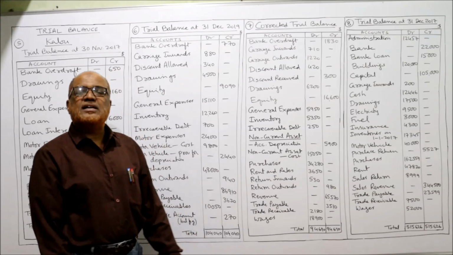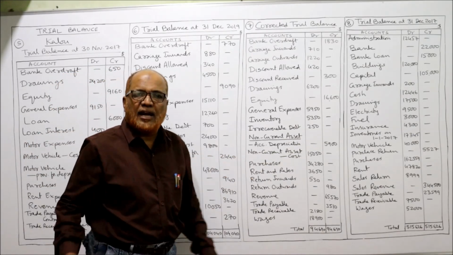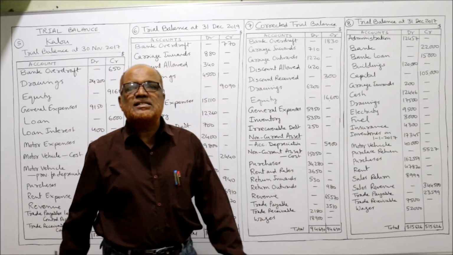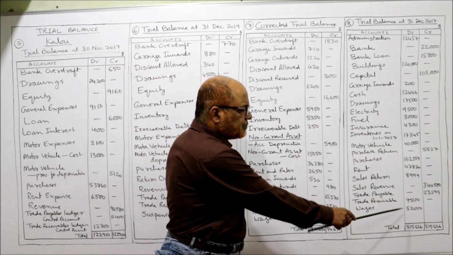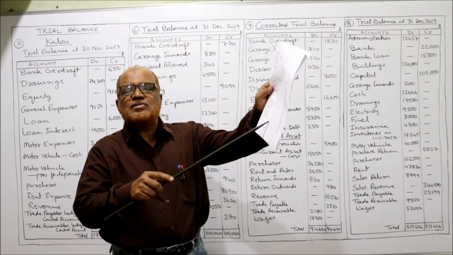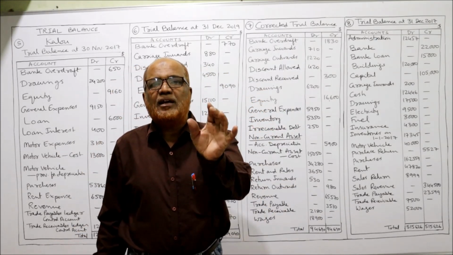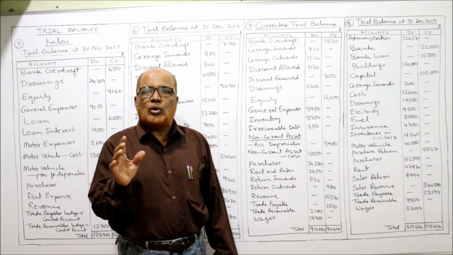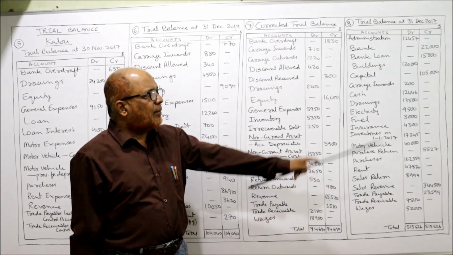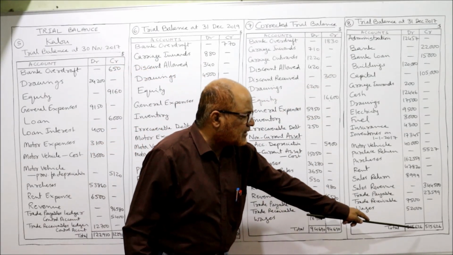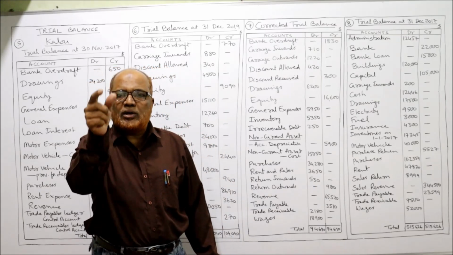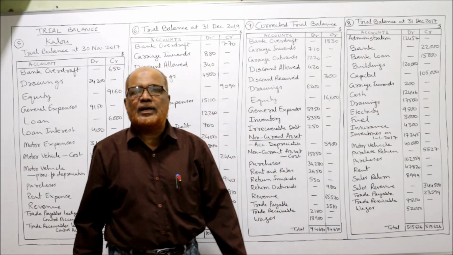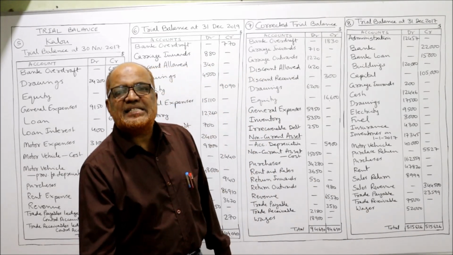Trade payable is a liability, credit side. Trade receivable is an asset, debit side. Wages is an expense, debit side. Overall, all the items which are given in the problem, I have taken in the respective columns, debit column and credit column. Now see the total separately. Take the total of debit column, you will get 5,15,626. Take the total of the credit column, you will get again 5,15,626. That means trial balance is tallied.